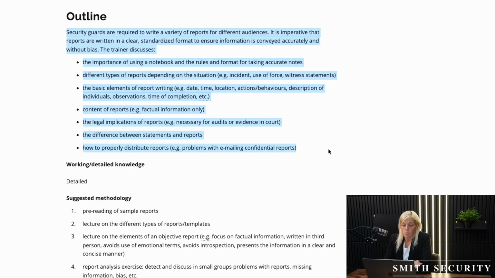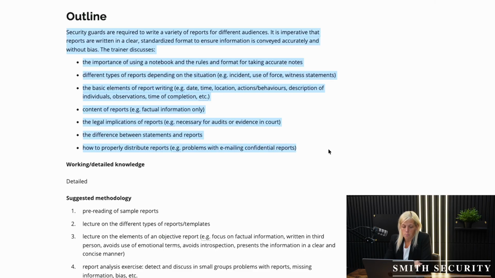So it needs to be clear. It needs to be communicated properly. It needs to be professional. It needs to not have opinions or thoughts. It needs to be factual in the things that you saw, not "I think I heard." No, I heard the subject say such and such, right? So you need to be very, very clear in this. This is going to be an important section for sure. Security guards are required to write a variety of reports for different audiences.